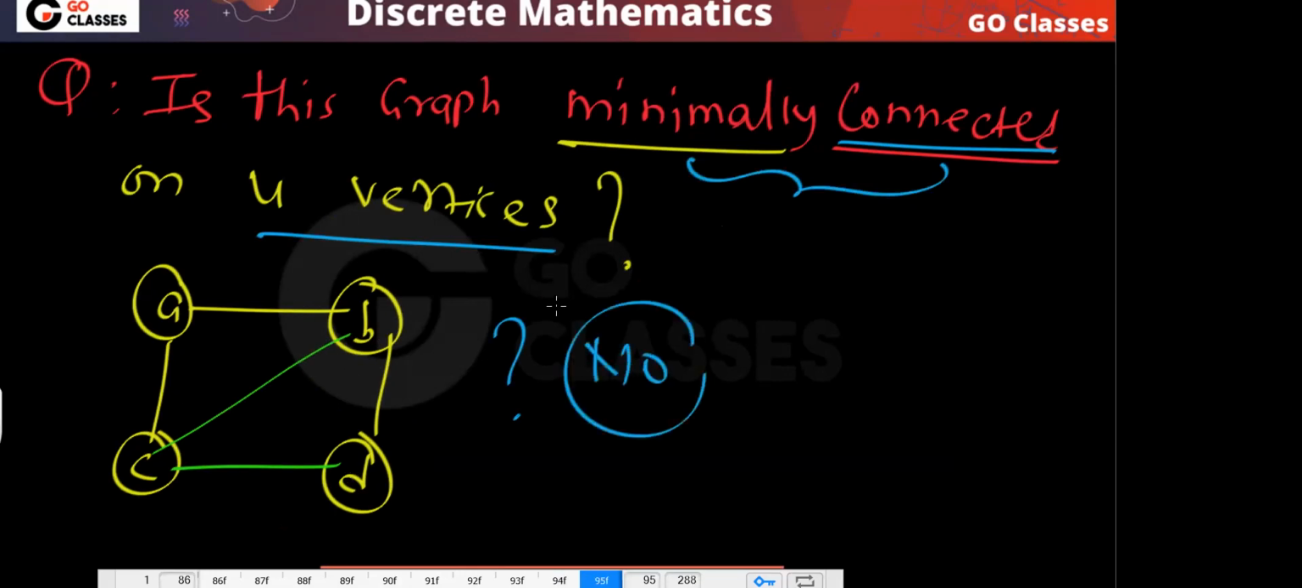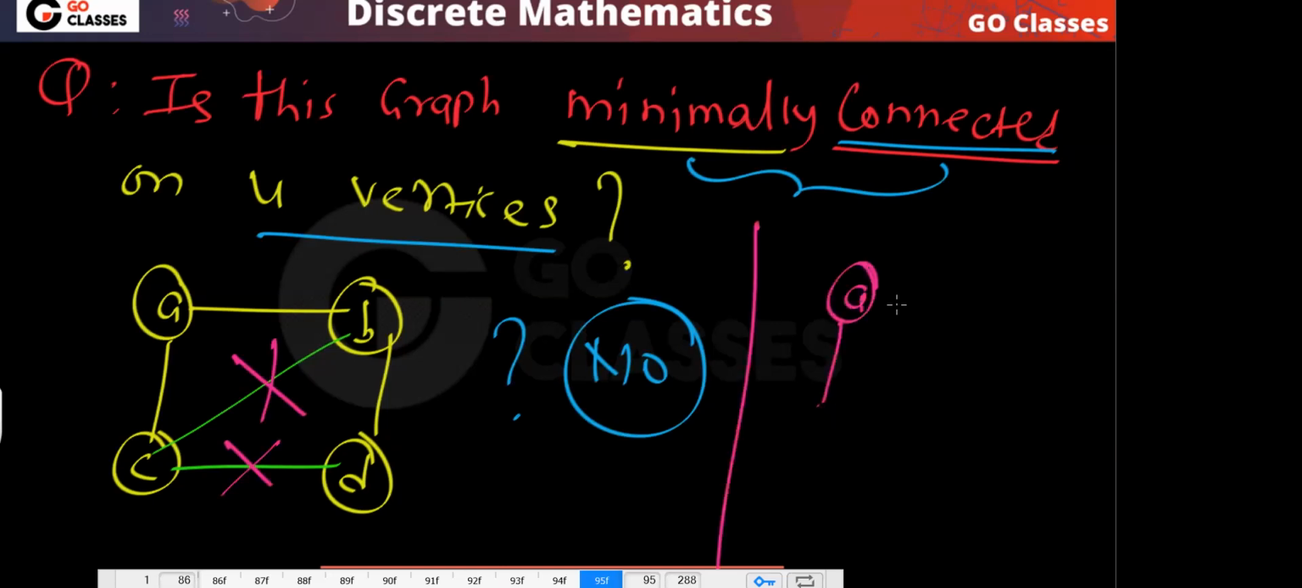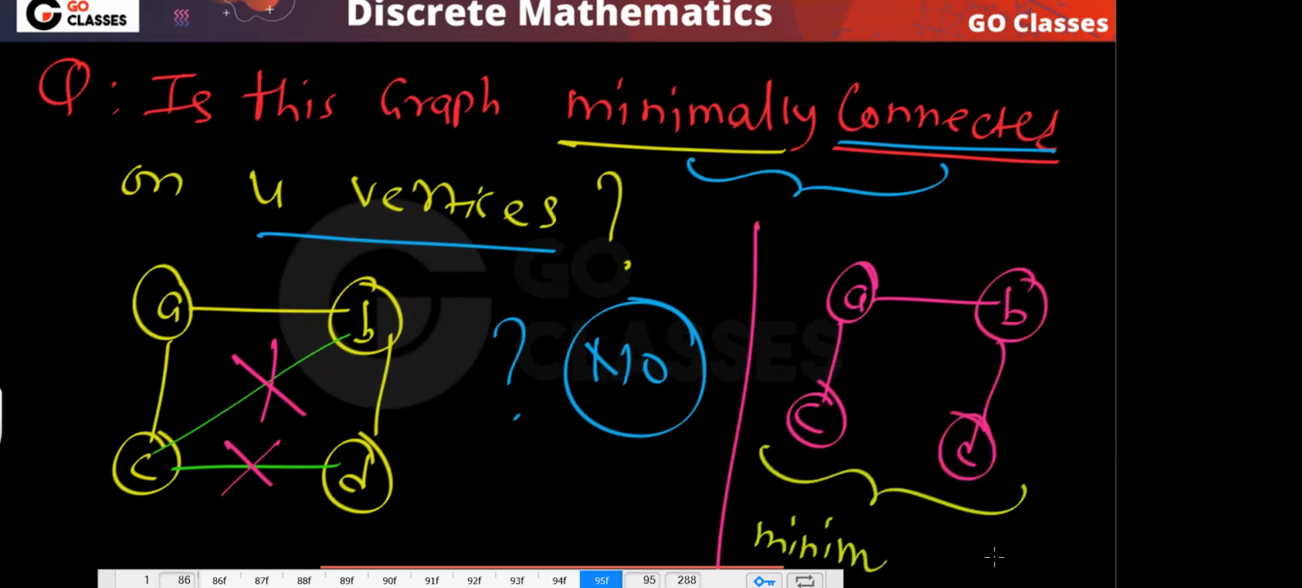So the answer is no, because you can remove this, and still it will be connected. You can remove this, still it will be connected. Now tell me, is this minimally connected? Yes, now this is minimally connected. Now if you remove one edge, then it is not connected. Now this is minimally connected with minimum number of edges.